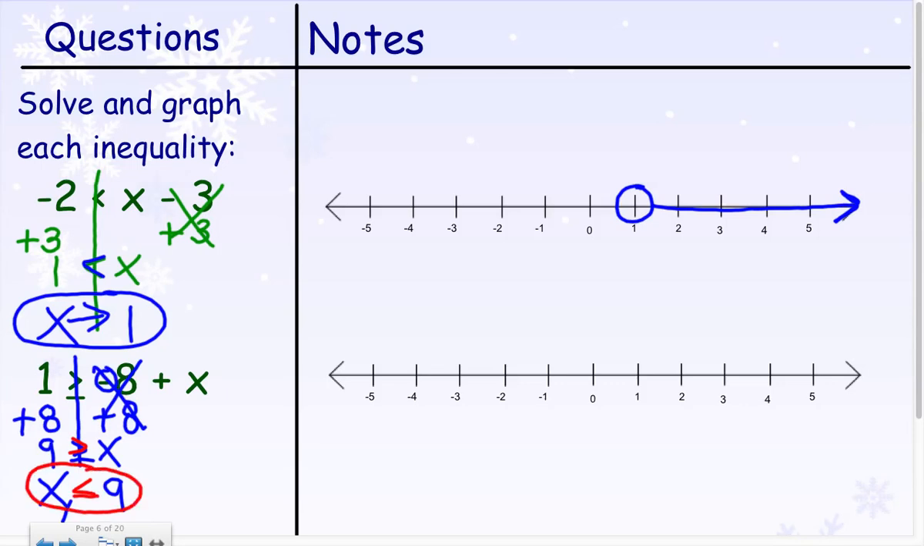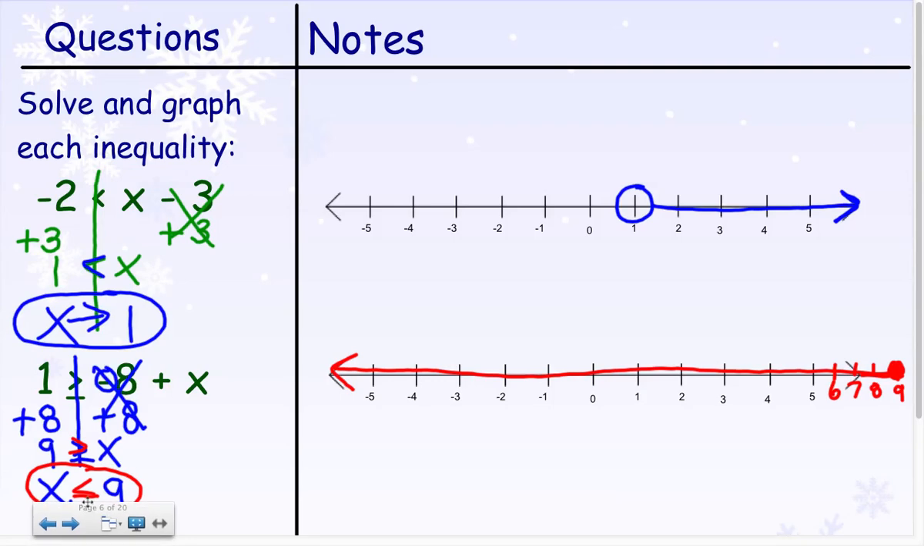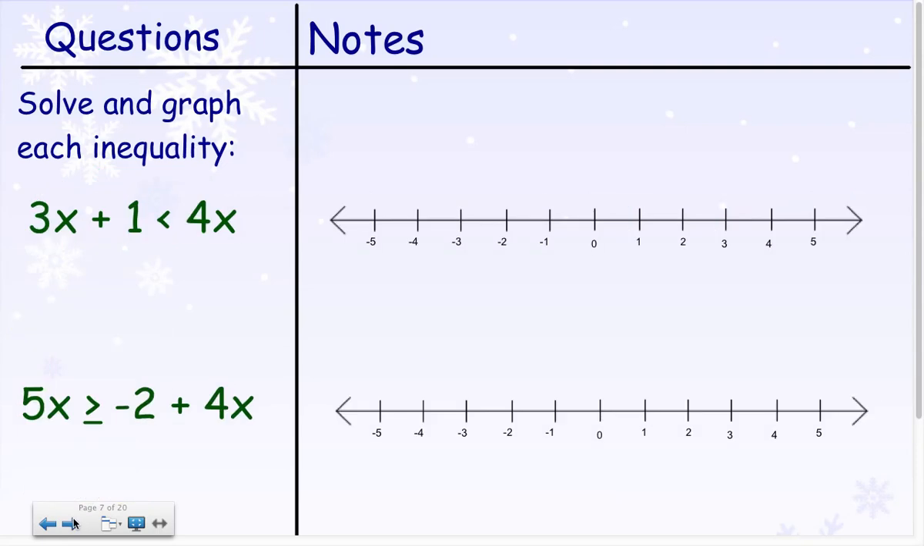So that means I need a closed circle on 9, so I'm going to have to add a few dots here. 6, 7, 8, 9. So closed circle on 9, and my arrow is pointing to the left. Numbers that are less than or equal to 9 would be 9, 8, 7, 6, 5, and so on.